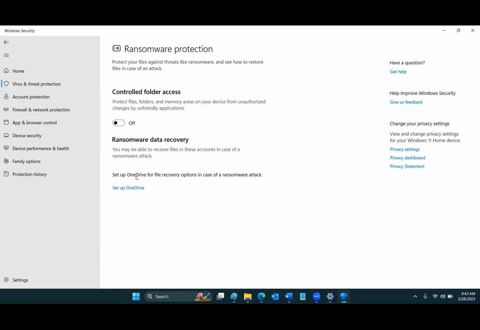Ransomware data recovery. Set up OneDrive for file recovery options in case of ransomware attack. Everybody read with me. Repita usted, por favor. Set up OneDrive for file recovery options in case of a ransomware attack. Now, what would this imply? We're not using OneDrive as our solitary storage of personal data anymore, are we? No. Yes, you had a question.